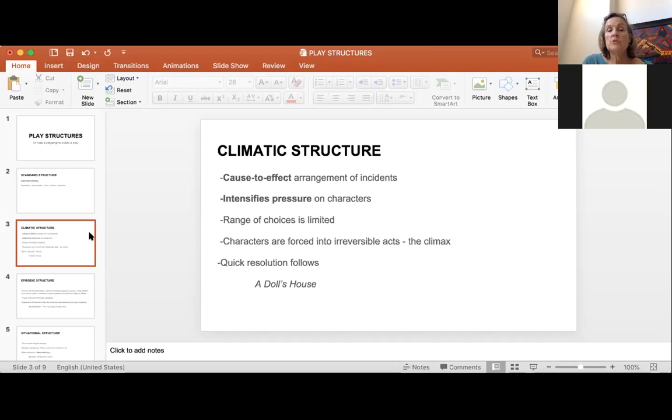He leaves his particular homeland, so that actually starts limiting his choices. Then he kills his biological father, marries his mother. And thus you can see characters are forced into irreversible acts. And there's a climax. The climax then has a quick resolution. The climax for Oedipus is when the shepherd comes and tells him, you are the one, you're the cause, and Oedipus realizes that he has killed his own father and fulfilled the oracle.